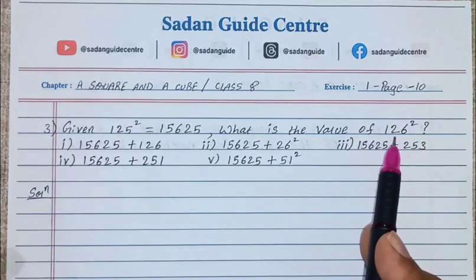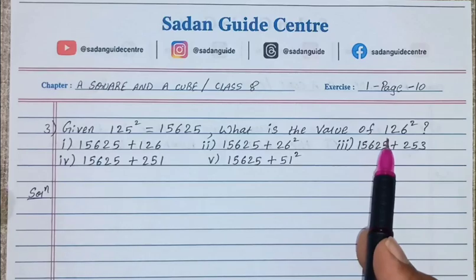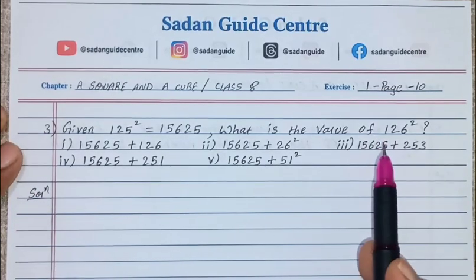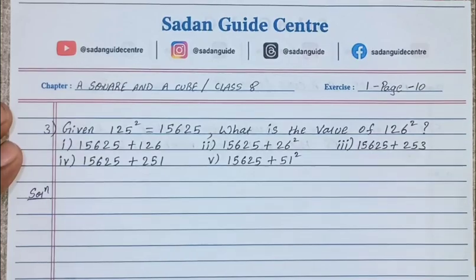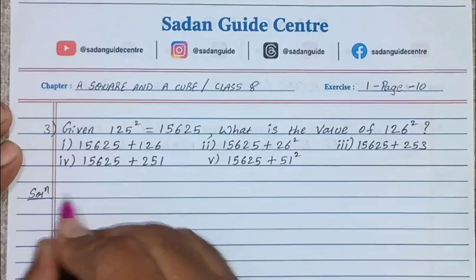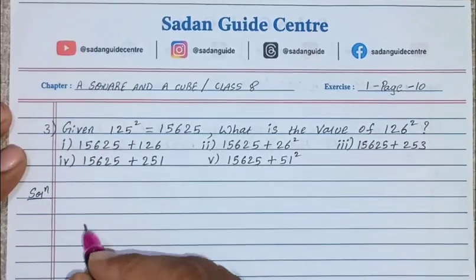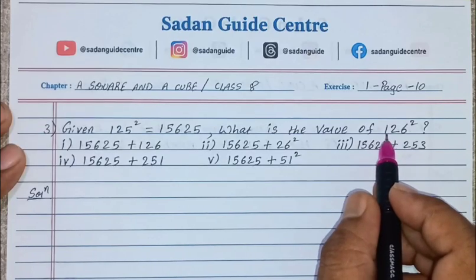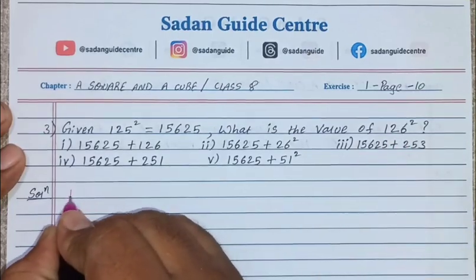Children, in this problem there are two methods. One is the stepwise method, and another method you can do directly, that I will tell you at the end of this problem. So first we will do it by the step method, that is what he has given here. We know very well that we have to find the value of 126 square. So first we will write that one.